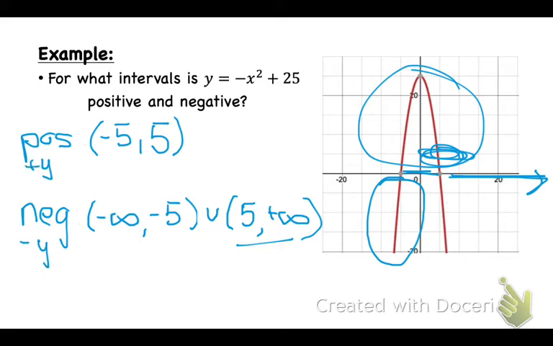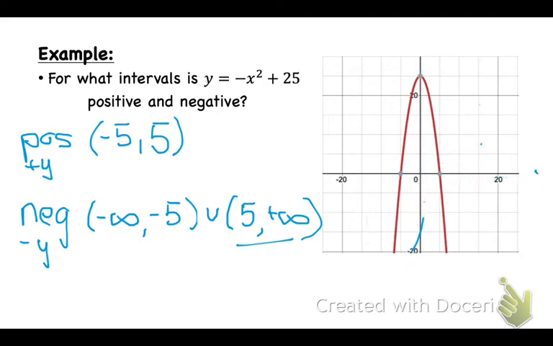How do you pick the negative 5 and 5? You're just looking at the graph. This line right here is 20, so that has to be 5, 10, 15, 20. This point right here is negative 5, and this point is 5. And for those x values between negative 5 and 5, my y values are positive. That's how I got it. Other questions? No. Okay.